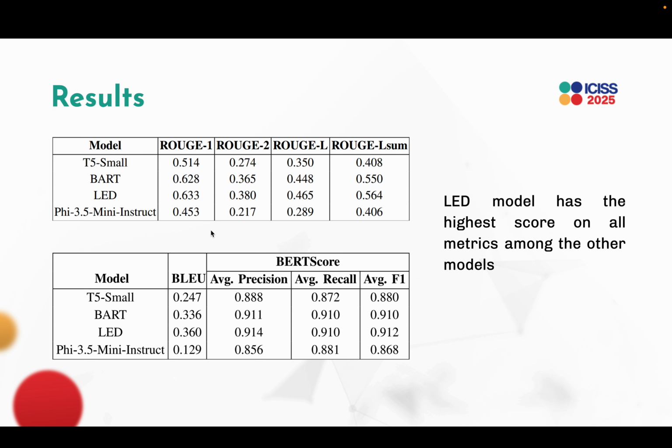Now, similarly for the BLEU and BERT score, LED again comes out on top with the highest BLEU score and the strongest average precision, recall, and average F1, as you can see here. Well, it didn't really outperform BART by that much, but again, in summary, across all evaluation metrics, the LED model consistently performs the best among all the other models tested. Now, this demonstrates that LED is particularly effective at handling the summarization task, which is likely due to its ability to manage longer sequences efficiently.